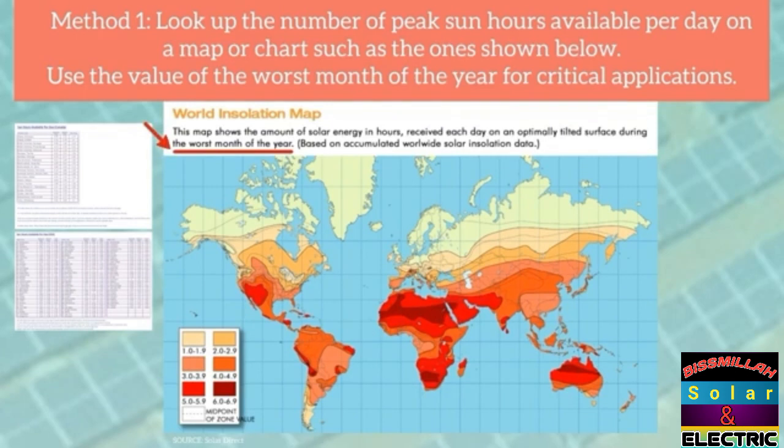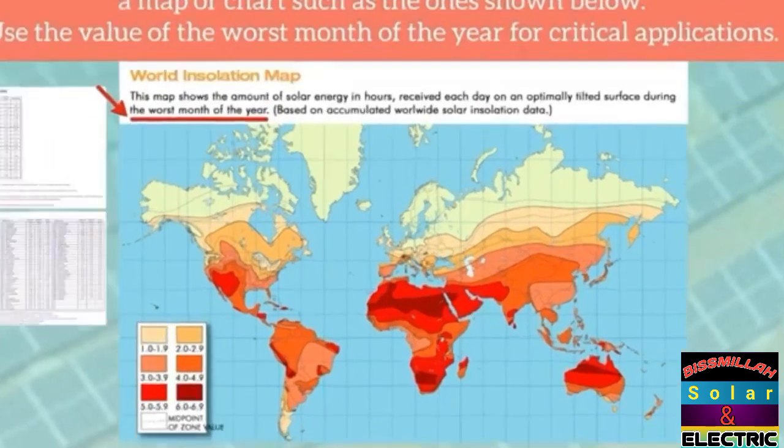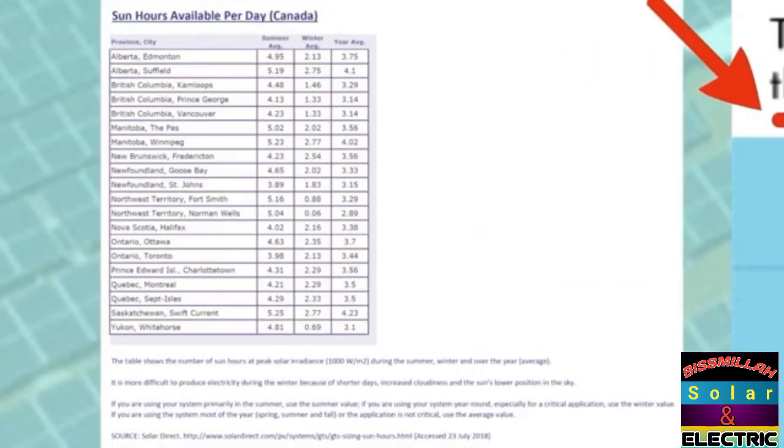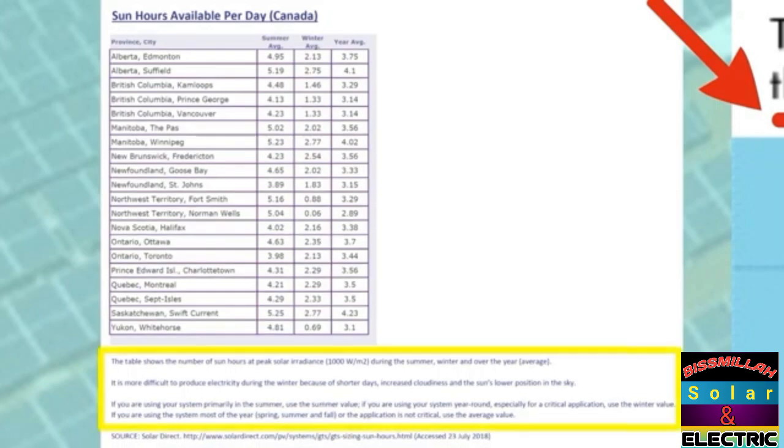Here we see a world installation map. This map shows the amount of energy in hours received each day on an optimally inclined surface during the worst month of the year. Or you can use tables such as this one, which shows the sun hours available per day in Canada.